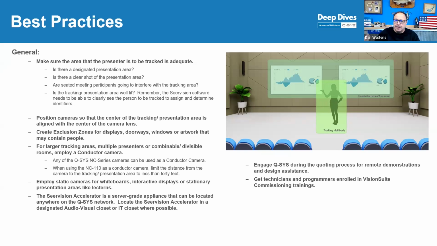And that's where we ask that you do the intake form, right? We're going to run through some of these checklists and some of these best practices. We're going to ask some of the questions that maybe you didn't take home from today's webinar as well. So Seervision Accelerator is a server-grade appliance, so it can be located anywhere on the network.